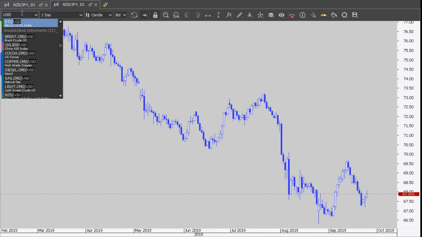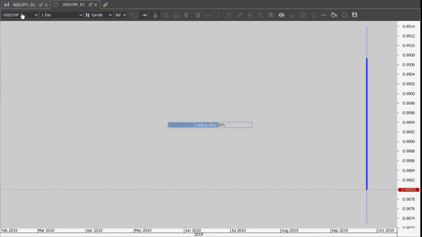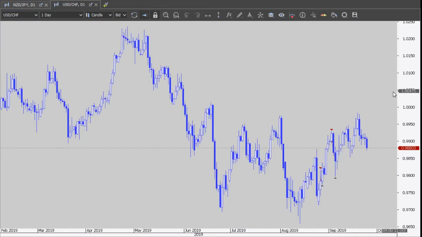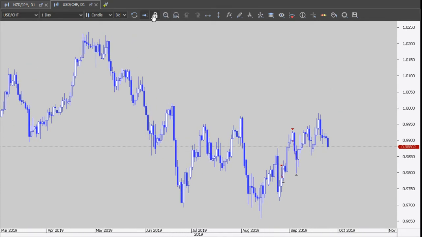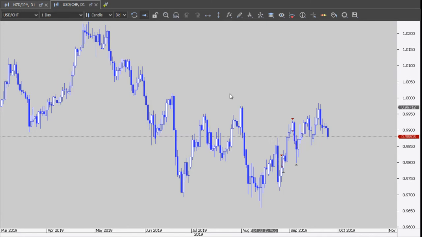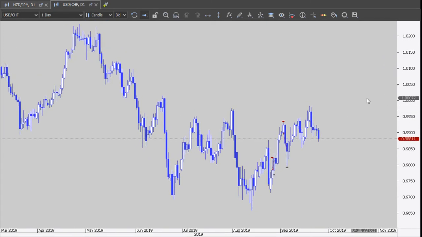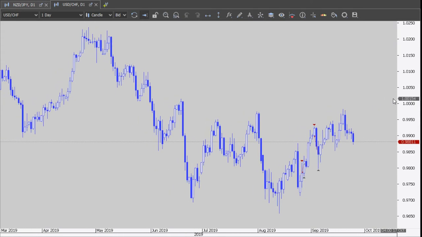And USD CHF. Trading opportunity, everybody. This is the daily chart, and remember, these webinars are not trading or investment advice. Tell me what you see, everybody. What do you see? Do you see a downtrend? Do you see an uptrend?